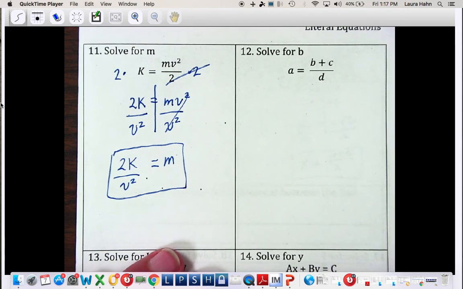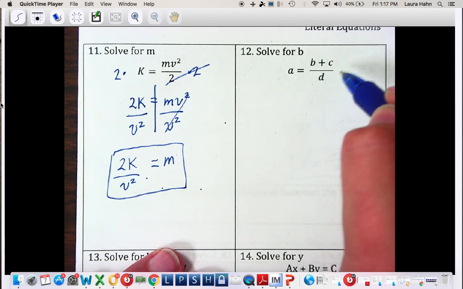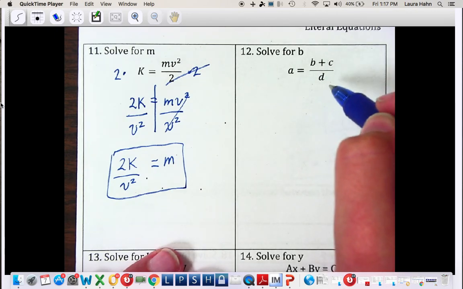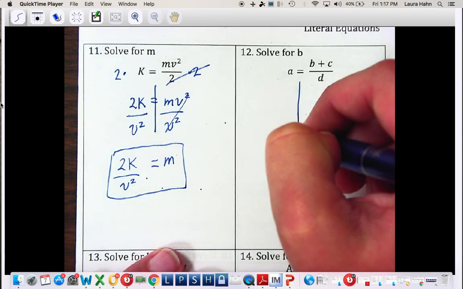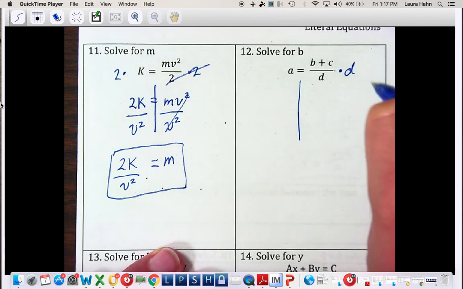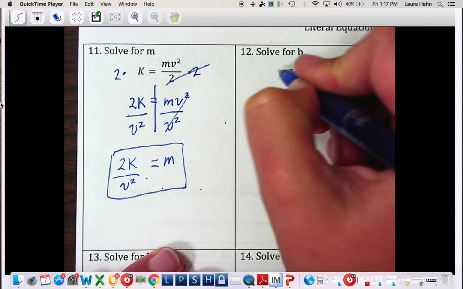Okay, on number 12, we're trying to get b by itself. So if I want b by itself, I have to get rid of c and d. Remember, if we're dealing with a fraction, we get rid of that fraction first. And in order to get rid of a divide by d, I'm going to multiply by d. What I do on one side, I do on the other.